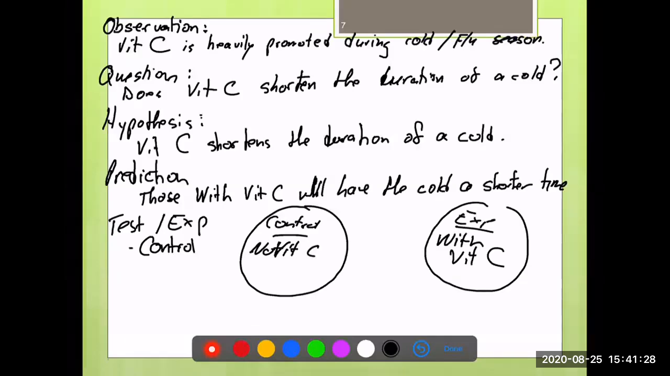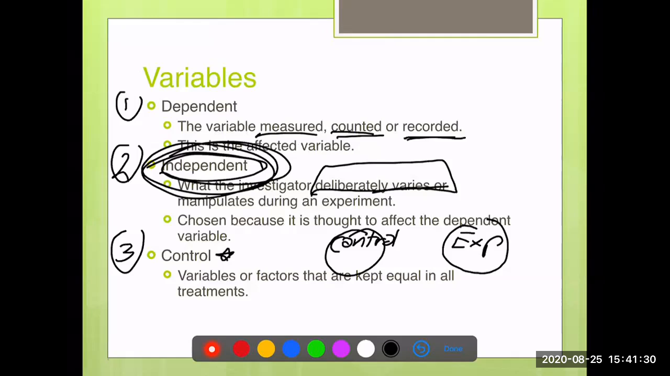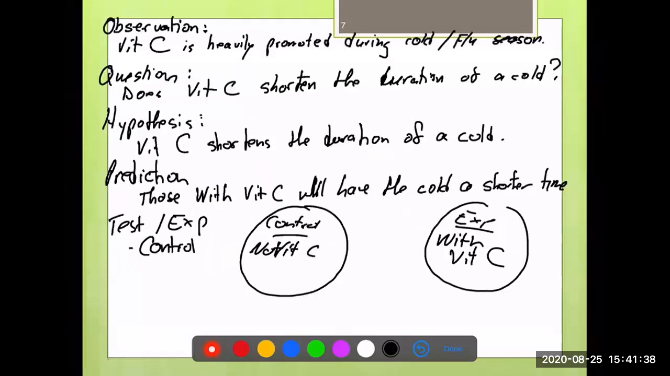What am I measuring? Because that's the easiest variable to identify, the dependent variable, right? So what am I measuring, counting, or recording? It's the duration of a cold, and that's in days, right? So this is my dependent variable. And vitamin C is the independent variable.